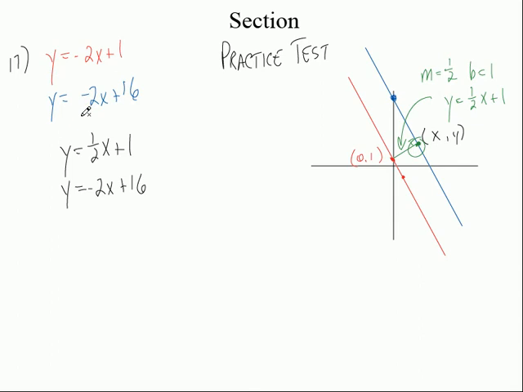Now let's go through this and solve for x. They're both equal to y, so what are we going to do? We've done this several times now. This is not the first time you've seen this, so you should know what we're going to do now. What do we do? Say it. Set them equal to each other. That's right. Okay, so let's do that. Let's go 1/2 x plus 1 and set it equal to -2x plus 16. Now we solve for x.